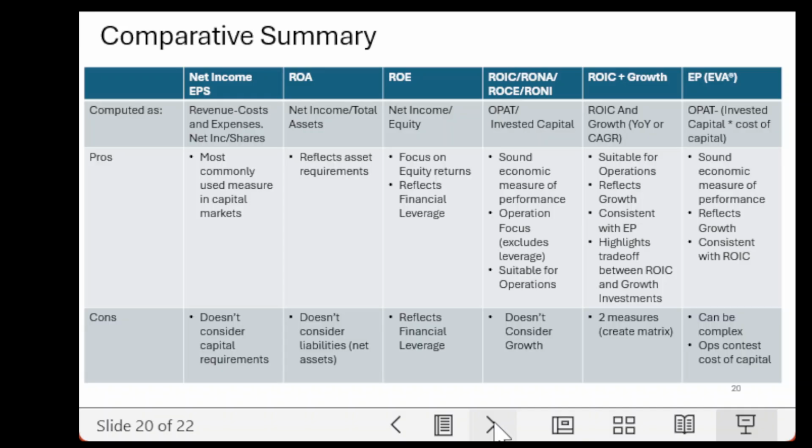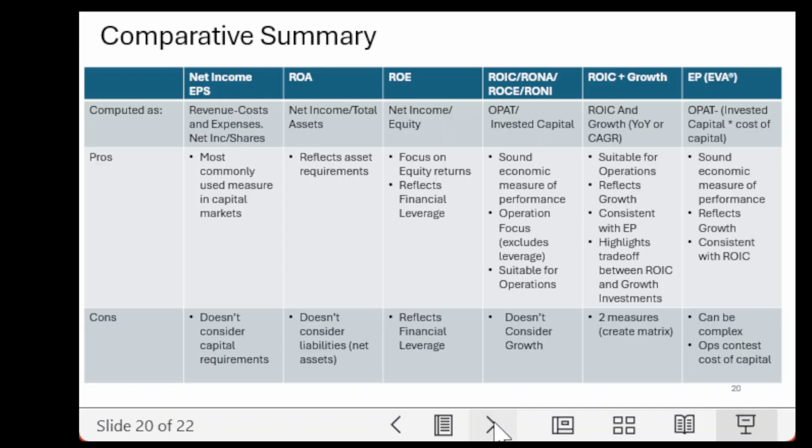So, a comparative summary here. We've got the measures and we've got the pros and the cons. We talked about the fact that EPS and net income measures are ubiquitous. They're everywhere. You can't get away from them. So I choose not to ignore them, but to complement them with these other measures.